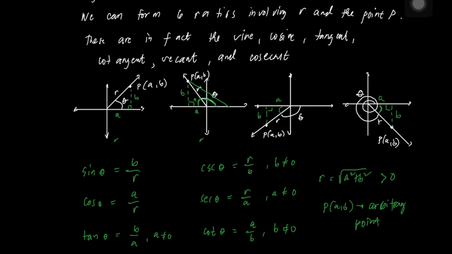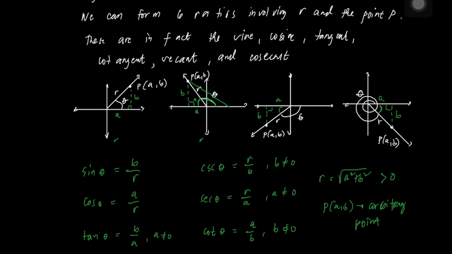Now in the second quadrant, the right triangle is produced between the negative x-axis and the terminal side of the angle. And in the third quadrant, it is produced between the negative x-axis and the terminal side of the angle. And also for the fourth quadrant, the right triangle is produced between the positive x-axis and the terminal side of the angle.